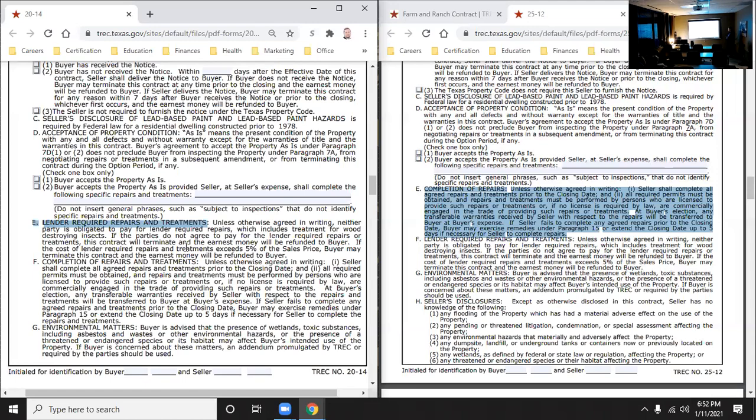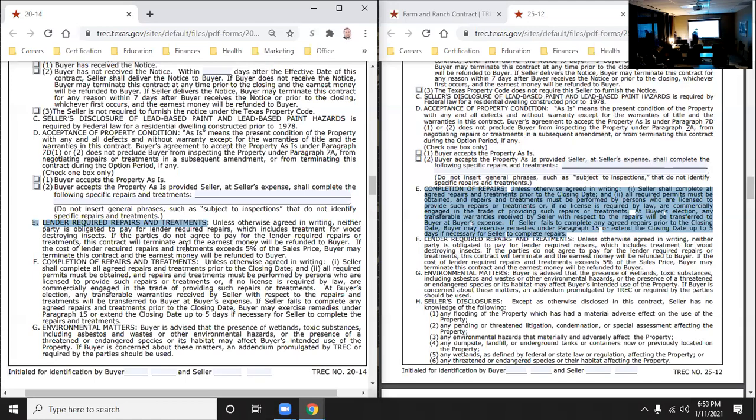If the seller fails to complete any agreed repairs prior to the closing date, the buyer may exercise remedies under paragraph 15 or extend the closing date up to 5 days if necessary for the seller to complete the repairs. So if you notice, under 1 to 4 family, nobody has to fix them. But under the farm and ranch, it's the seller's obligation.